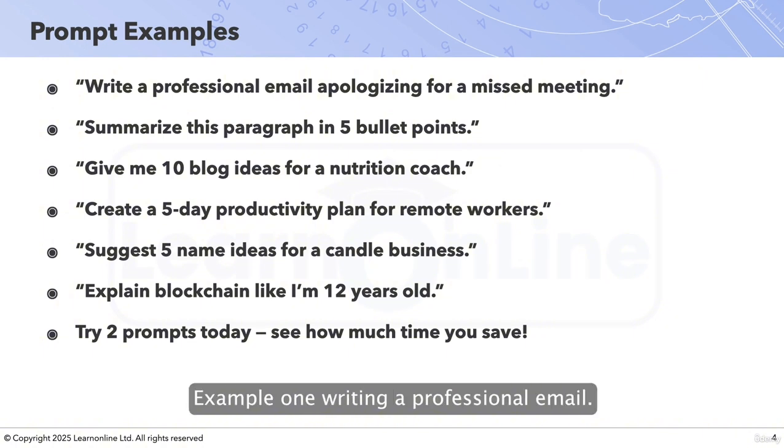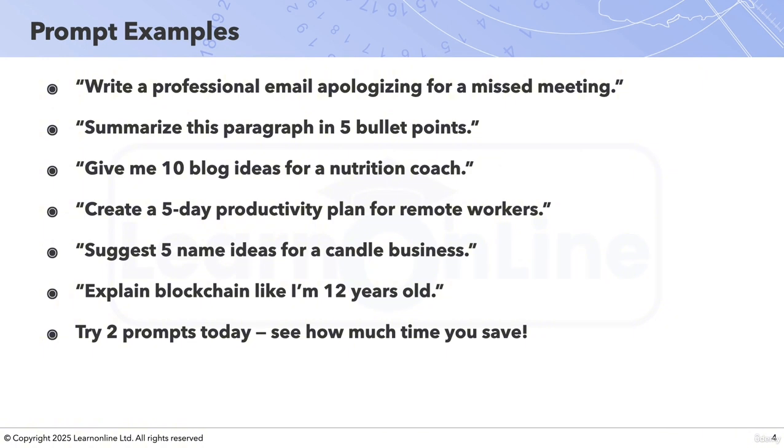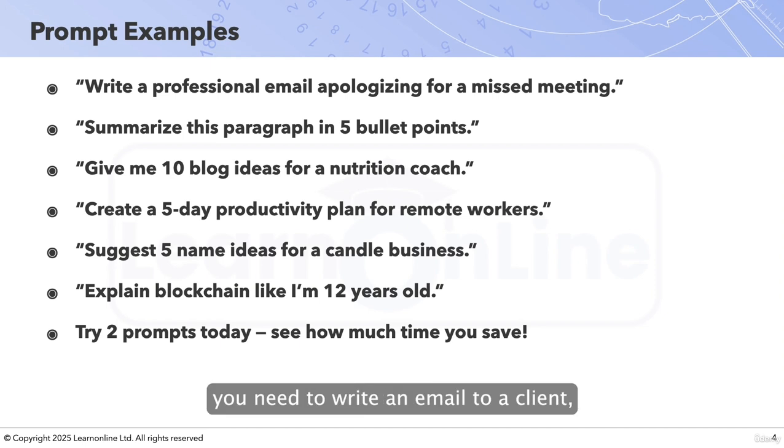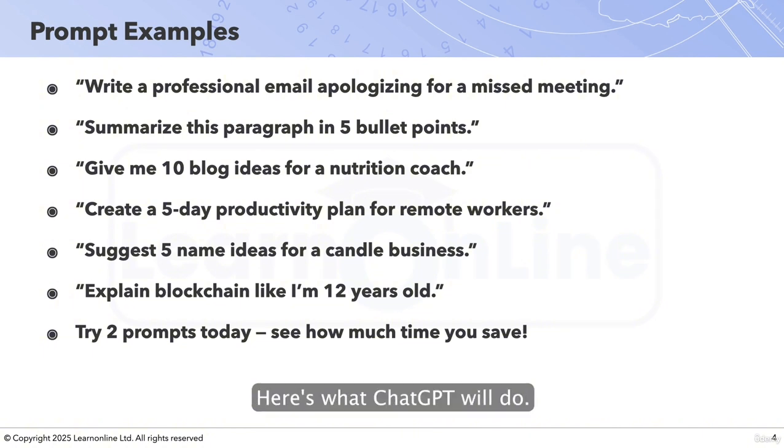Example 1. Writing a professional email. Let's say you need to write an email to a client, but you don't know how to phrase it. You could simply type, "Write a professional email apologizing for a missed meeting and suggesting a new time." Here's what ChatGPT will do. It will create a polite, clear, and structured message. It will use a professional tone. It will save you 10 to 15 minutes of mental effort.